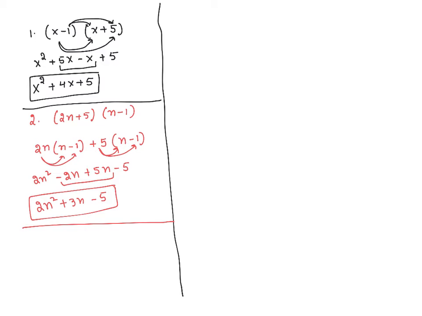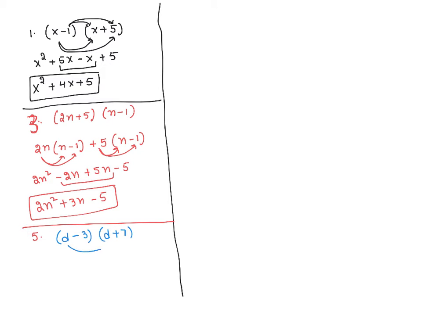Next is number 3. This was number 3 here. So I'm going to do in this order. So this was number 3 and now I'm doing number 5. d minus 3 times, let me use another color, d minus 3 times d plus 7.